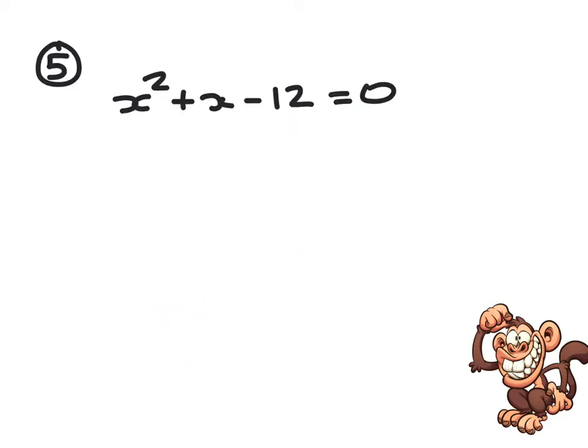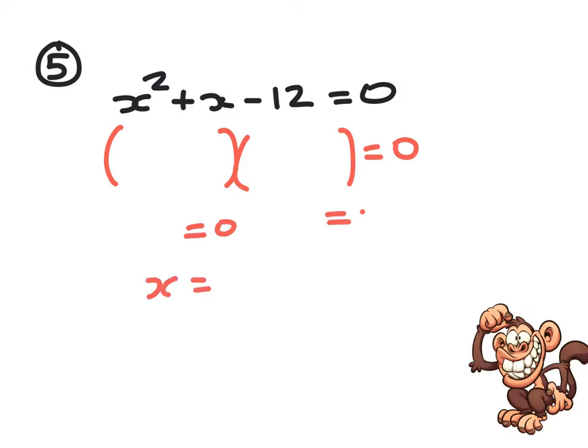Question 5, solve the equation. Doing these in class. First thing we need to do is factorise into a pair of brackets. And then we put the first bracket equal to 0, and that tells you what x is. Put the second bracket equal to 0, and that tells you what the x is.